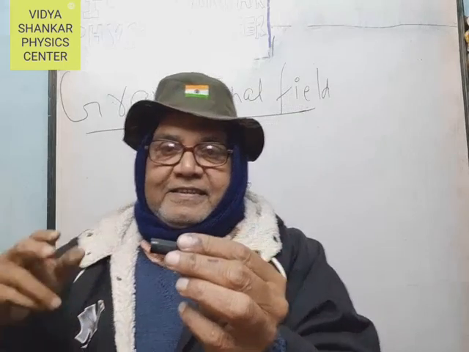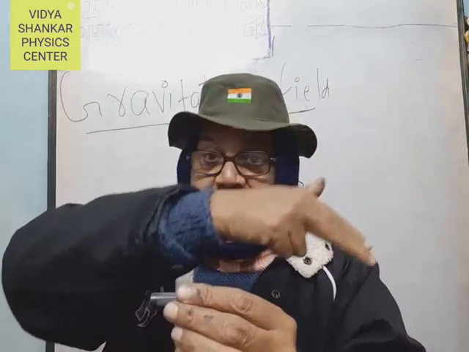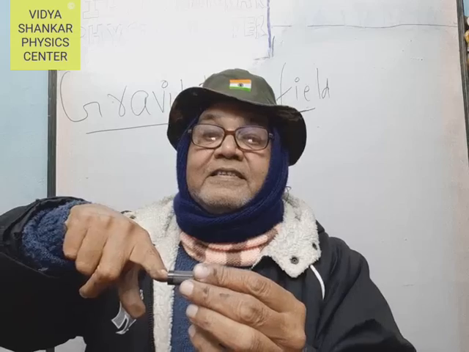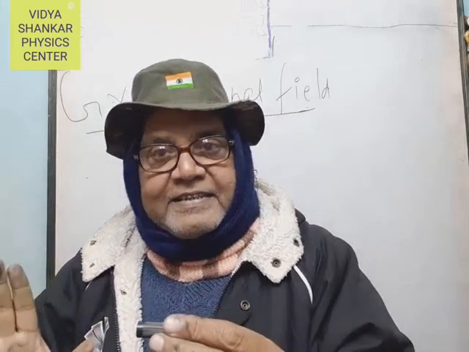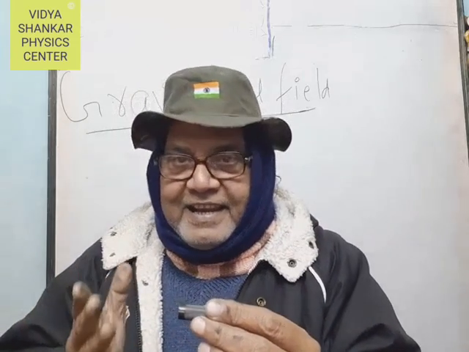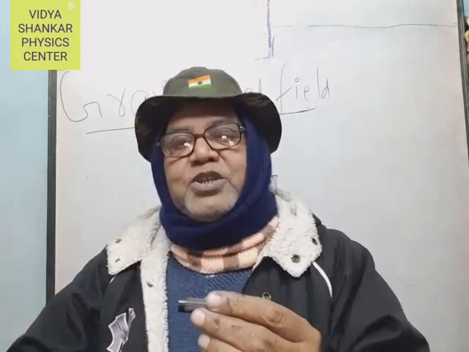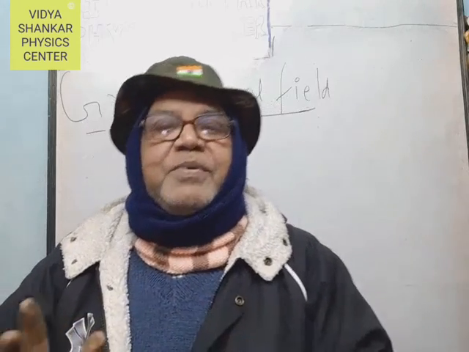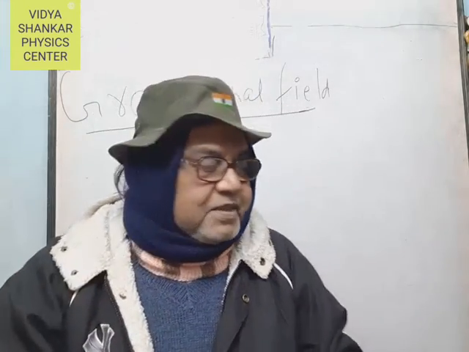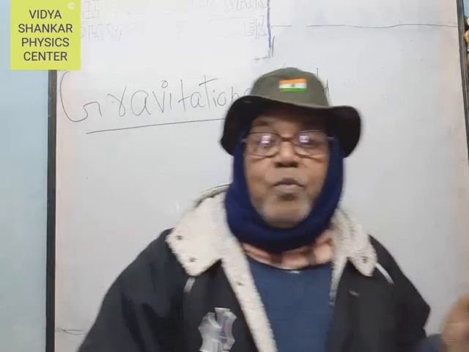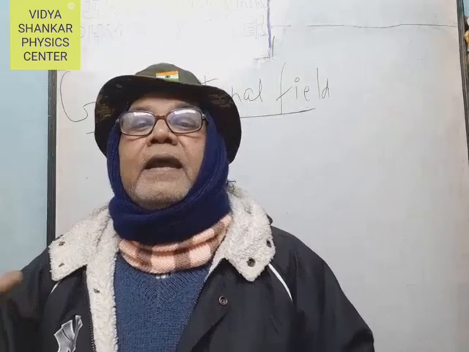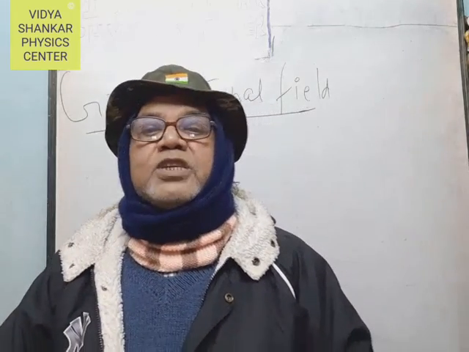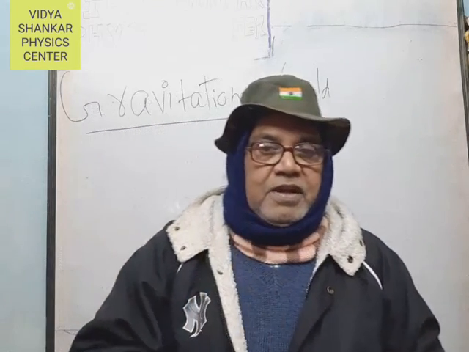Electric field. The space around the charge up to which the force of attraction or repulsion acts. Is it clear? Now the charge may be positive, the charge may be negative. This gravitational field is helpful in the 12th class to explain the magnetic field and electric field. Here I am going to explain the gravitational field only.